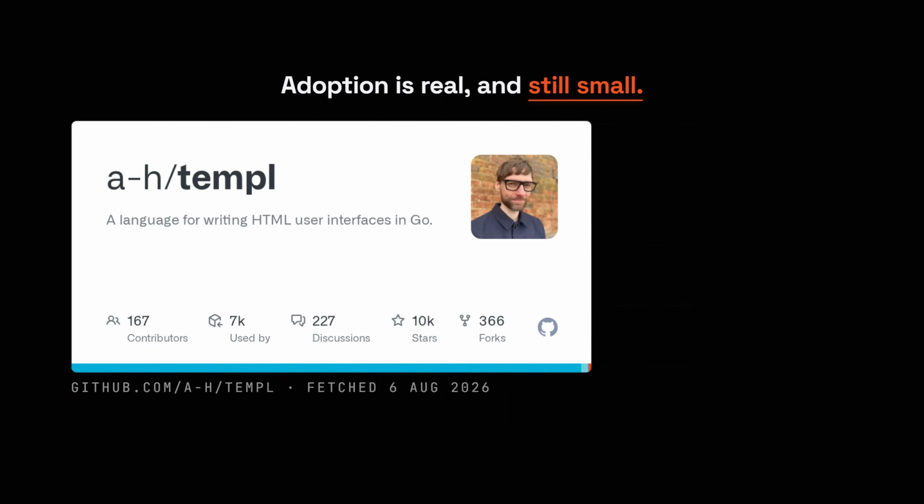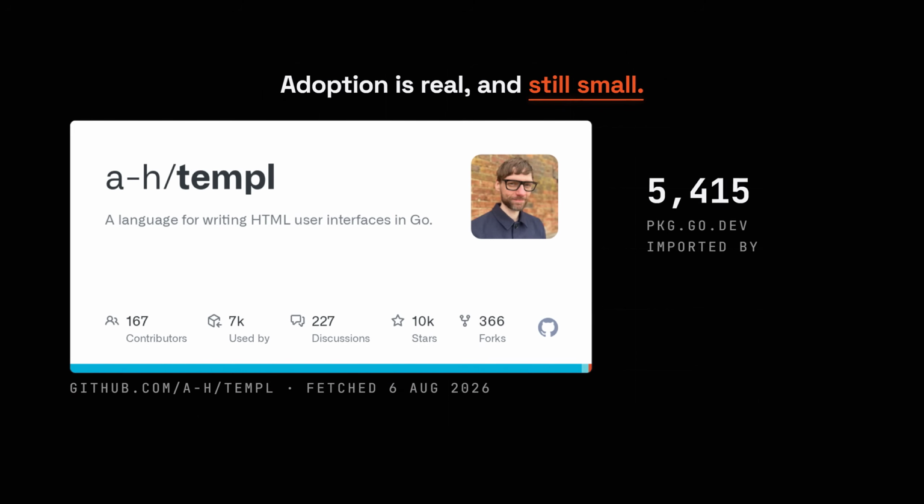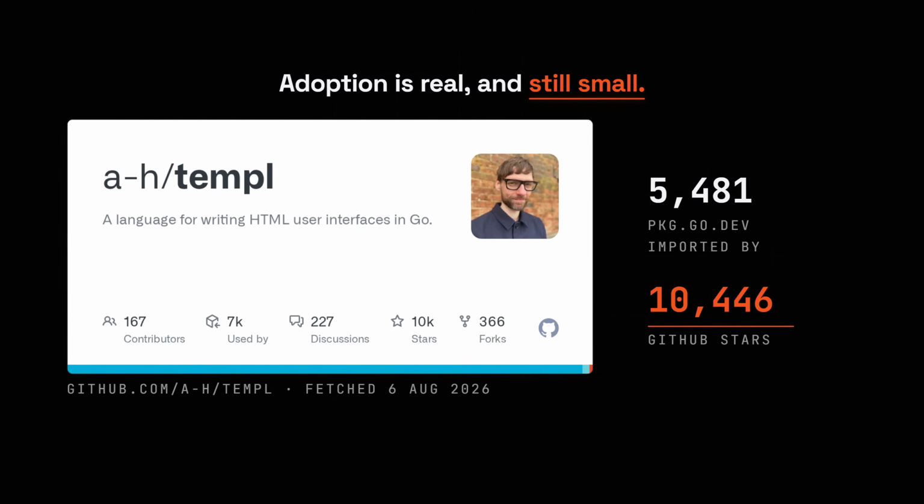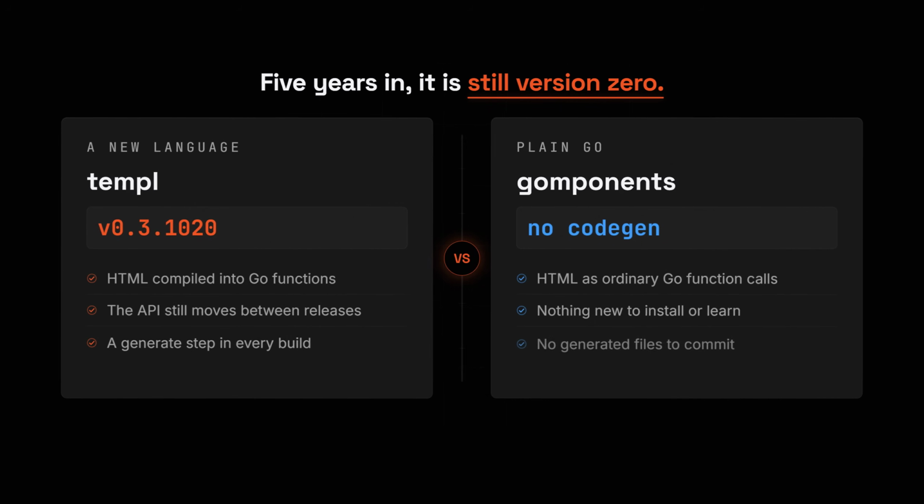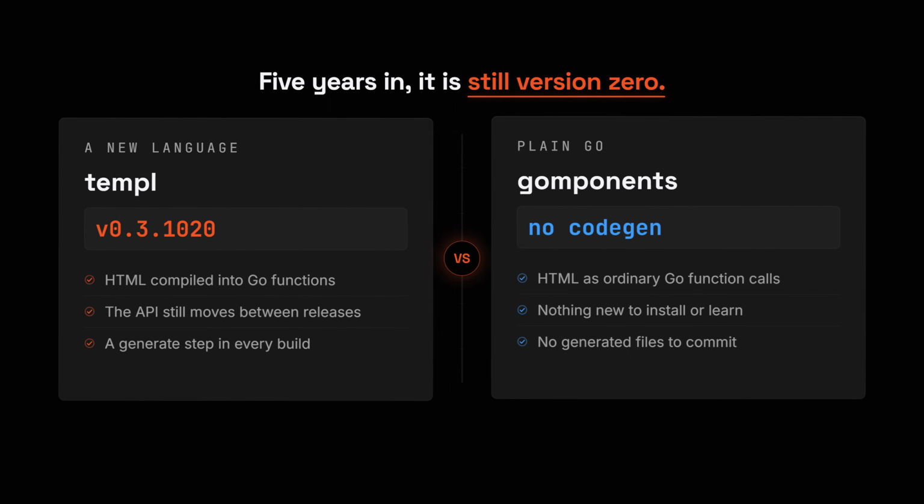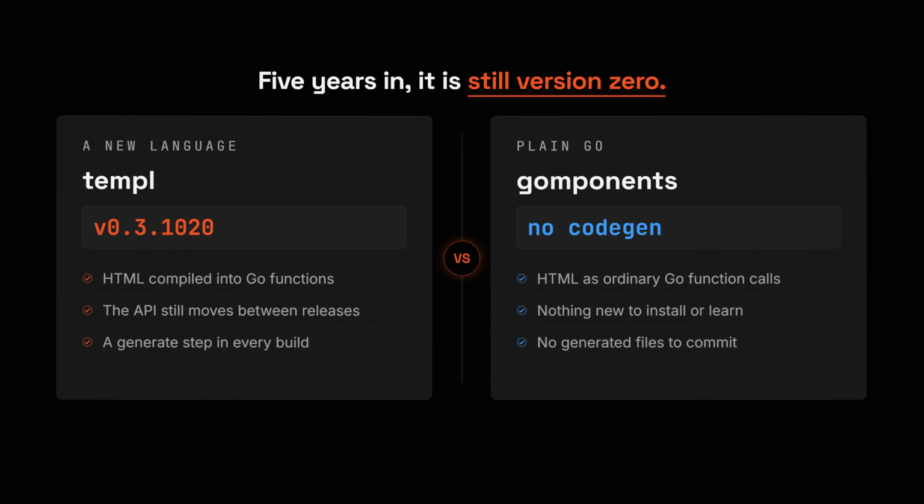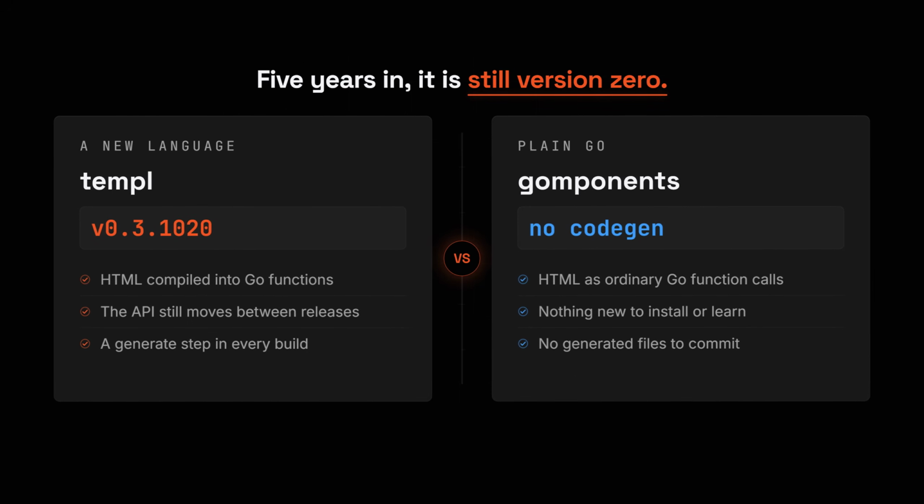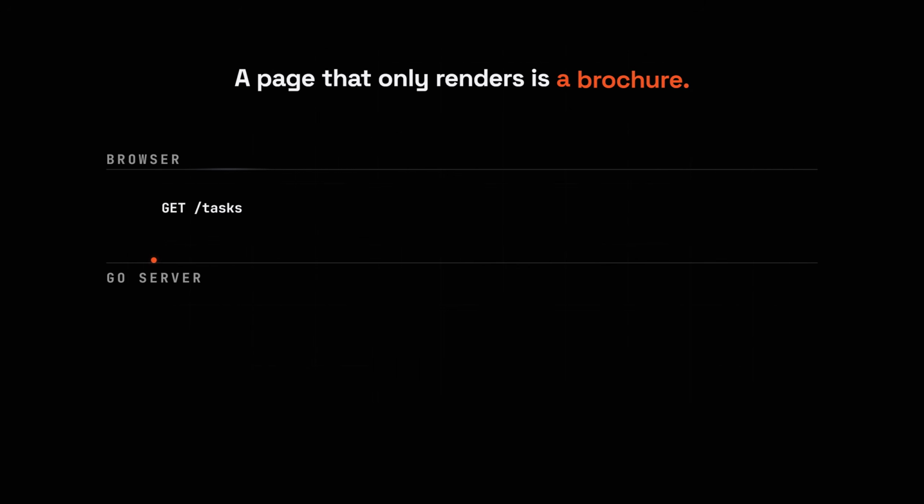Adoption is real but small. 5,481 packages import Templ, and it sits near 10,500 GitHub stars. 5 years in, it's still version 0.3, which is the first thing to weigh. There is still no version 1.0, and the API moves. If a new language in your build is a deal breaker, gomponents does a similar job in plain Go function calls, so the server renders safely now.